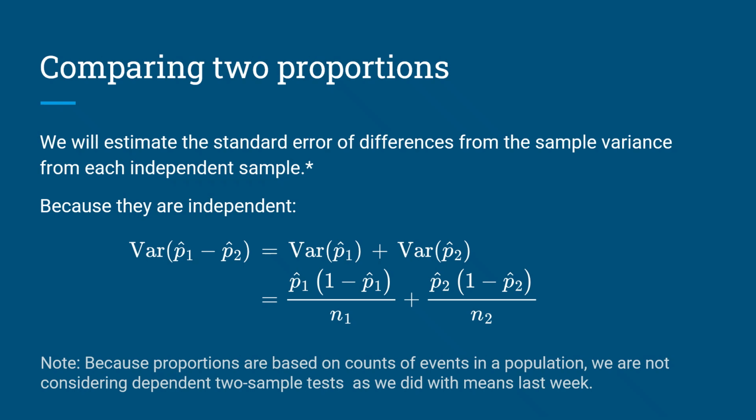So the numerator here in each side of this equation is the observed proportion of people who have experienced some event or who have some trait in sample 1 multiplied by the complement to that, 1 minus P hat for group 1, divided by the sample size for group 1. And then we calculate the same figure for subsample 2 and add those together. And that's going to give us an estimate of the variance of the difference in proportions between our two groups.